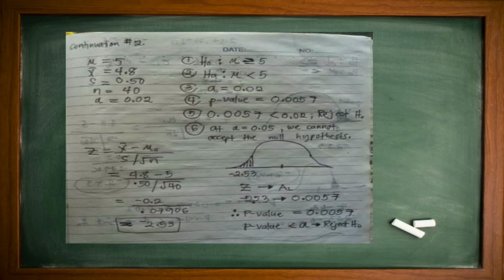Okay, so balik po tayo kanina. So ayan nga po, meron na tayong 0.0057, which is our p-value. Okay, so therefore p-value is less than alpha value. So that we have to reject our null hypothesis. Okay, so yan po yung ating pagkuha ng ating p-value.